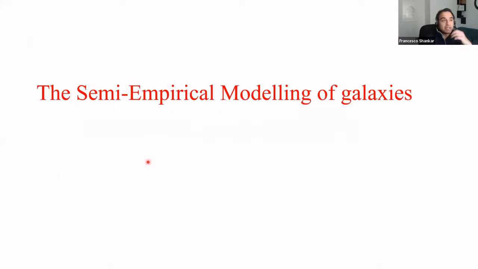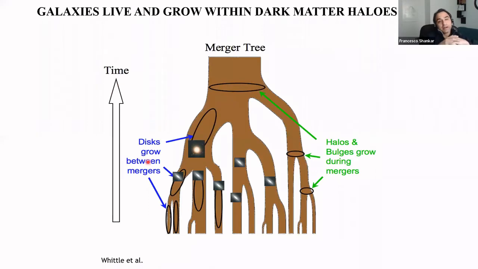So let's start with the semi-empirical modeling of galaxies. What does this really mean? Let's assume that we live in a dark matter dominated universe. If that is the case, then the universe will be filled with dark matter halos, and each halo will build its mass in time. If you start from the Big Bang, so this is the arrow of time from the Big Bang to the present day, you will see this assembly history of the dark matter halo, which is called, in technical terms, the merger tree, just because it looks like a tree, right? Upside down or something like that.